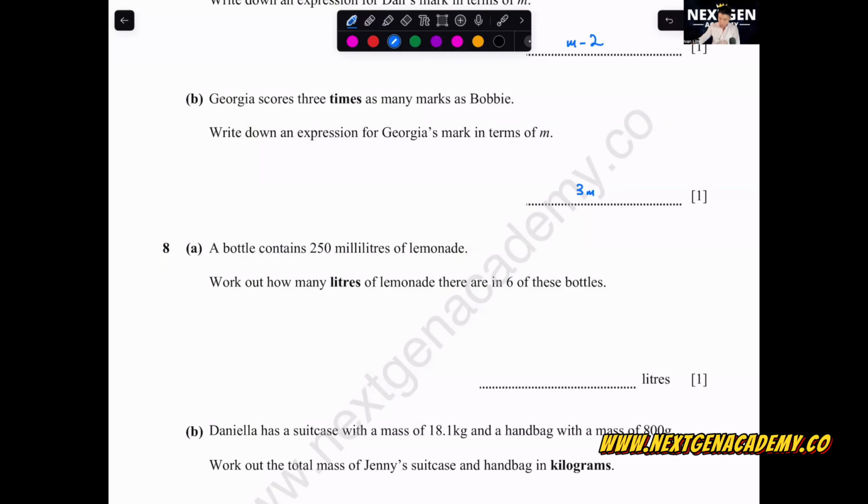A bottle contains 250 ml of lemonade. Work out how many liters of lemonade there are in 6 of these bottles. Okay, 1,500 liters. Are you sure? Okay, 1,500 ml. Okay, so this one is a unit conversion also. You all need to know. You see, they purposely bold it for you all. We need to know what the conversion is first. 1 liter is equal to 1,000 ml.